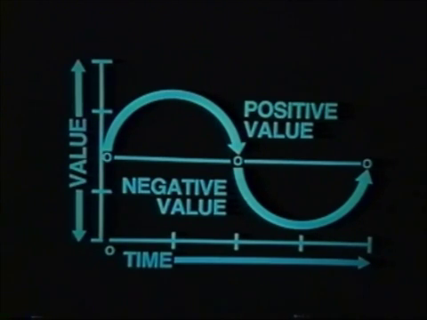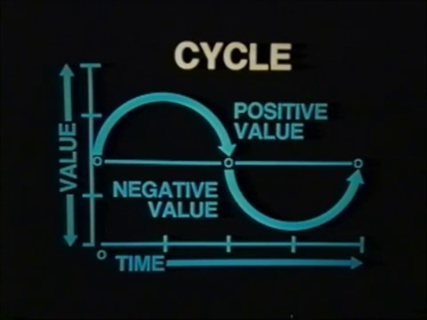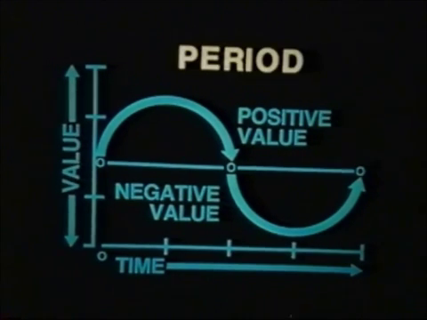Alternating current builds to a maximum positive value in one direction, decays to 0, and then reverses and builds to a maximum negative value in the opposite direction and returns to 0. A cycle is the pattern from 0 to maximum positive, back to 0, down to a maximum negative, and back to 0. The length of time to complete one cycle is called the period.